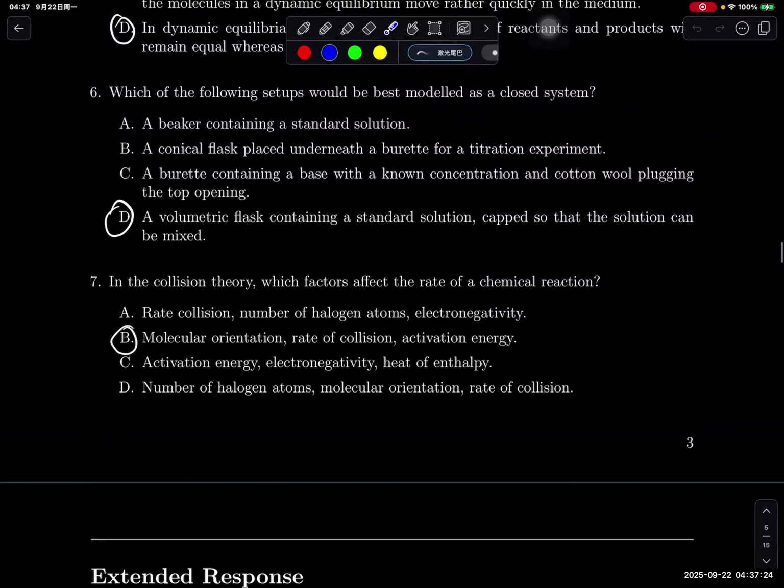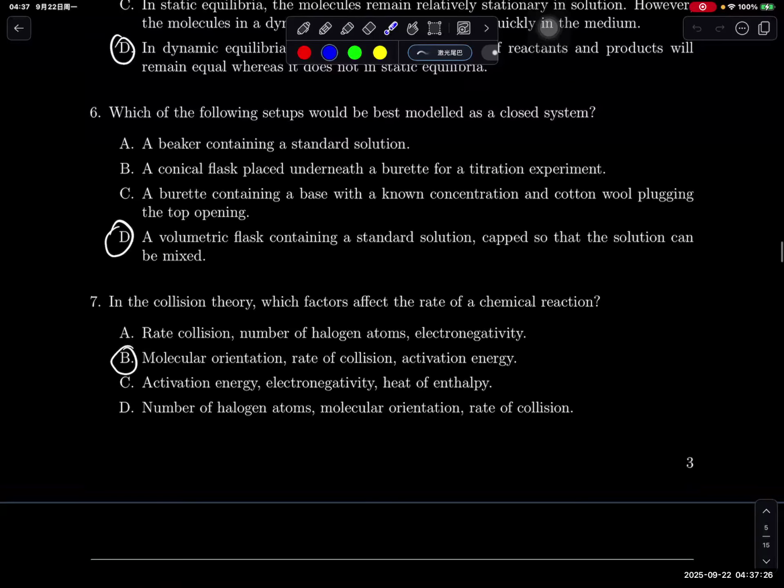Question 7 says, in collision theory, which factor affects the rate of chemical reaction? Selection A says the rate of collision, number of halogen atoms. No, that has nothing to do with the rate of reactions. So that's random.